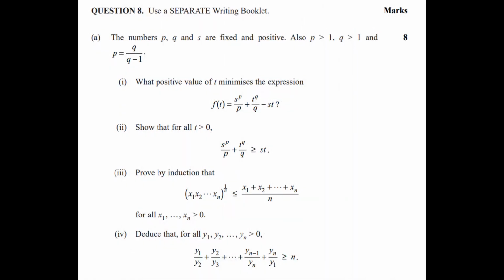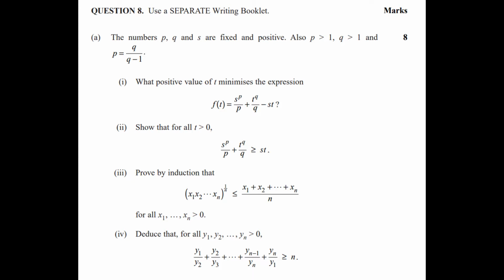Hi everyone, today we're looking at question 8 part A of the 1998 4-unit HSC exam. Back then question 8 was the last question, so typically the hardest. Here we're told the numbers P, Q and S are fixed and positive, and we're also told that P is greater than 1, Q is greater than 1, and P is equal to Q on Q minus 1.